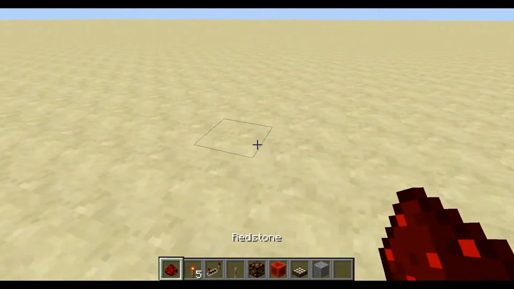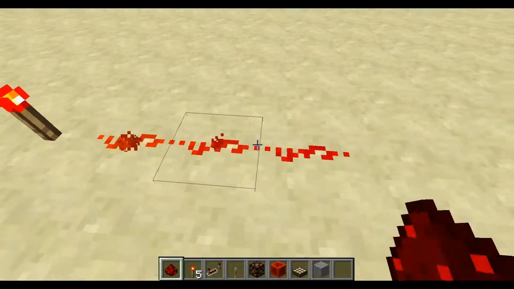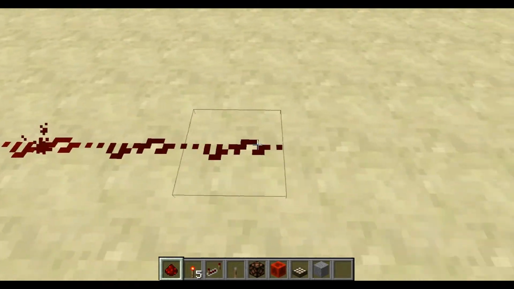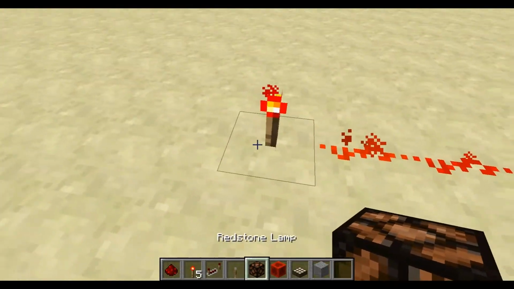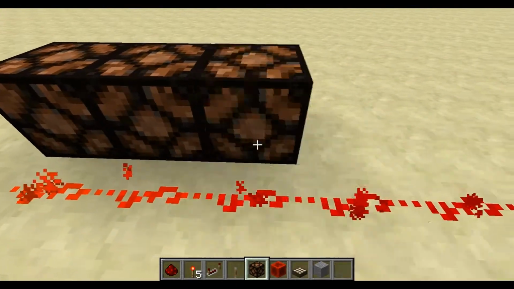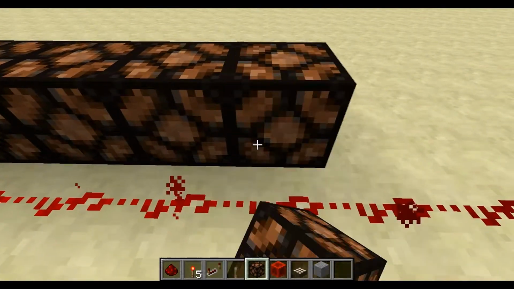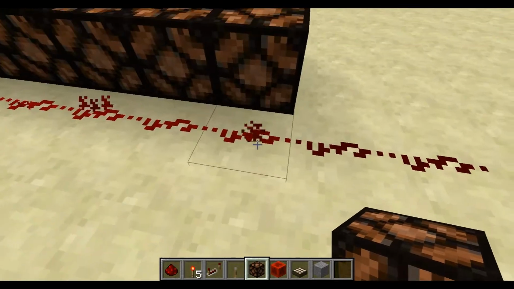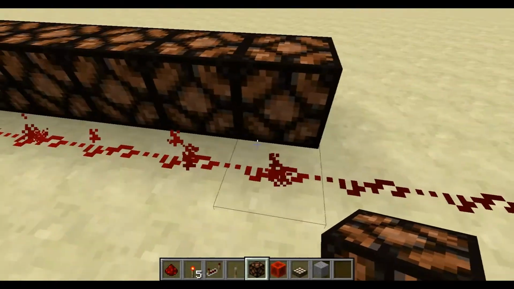Now, redstone dust has a limit to how far it will travel. And I'll show you exactly what I mean. Okay, so, starting over here, this redstone torch is powering the redstone, and here is 1, 2, 3, 4, 5, 6, 7, 8, 9, 10, 11, 12, 13, 14, 15. 15 blocks that will power anything that it is connected to.